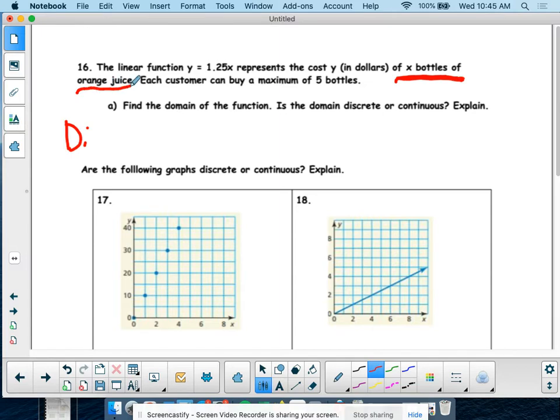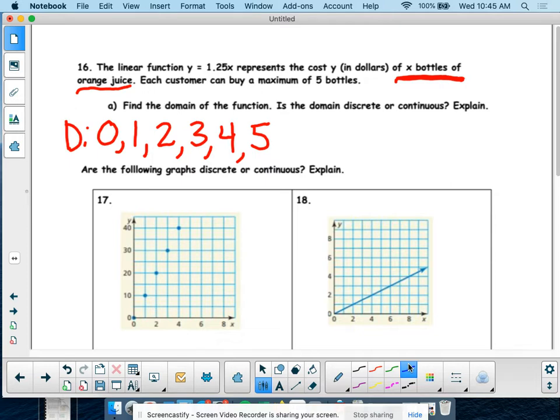Well, how many bottles could we buy? We can buy up to 5, right? So we could buy 0. You could buy 1 bottle, 2 bottles, 3 bottles, 4 bottles, all the way up to 5 bottles of orange juice. That would be your domain. Now the second part of this question, is the domain continuous or discrete?